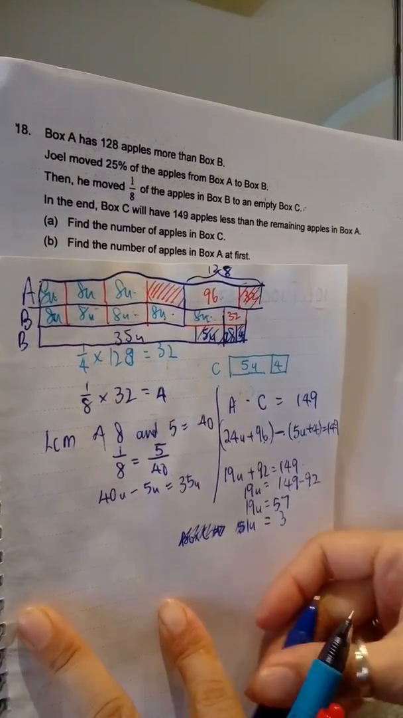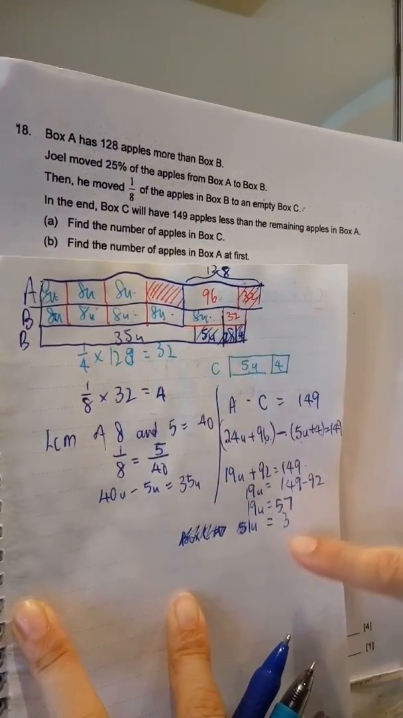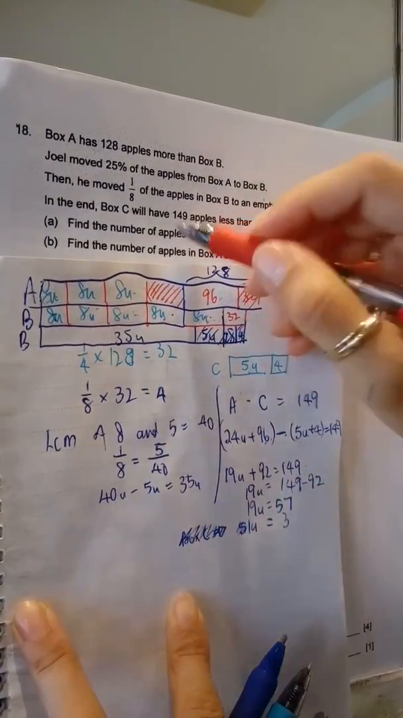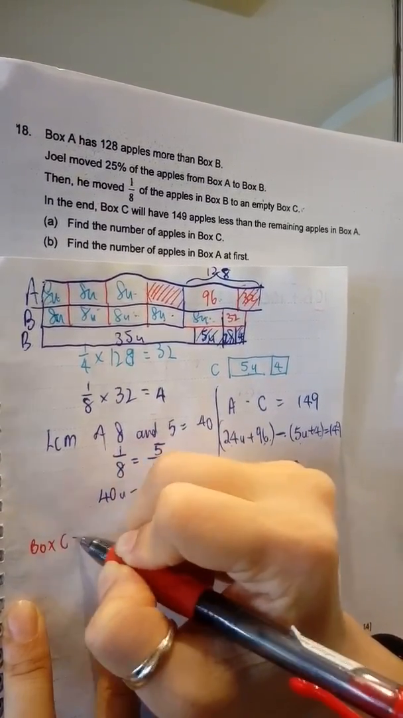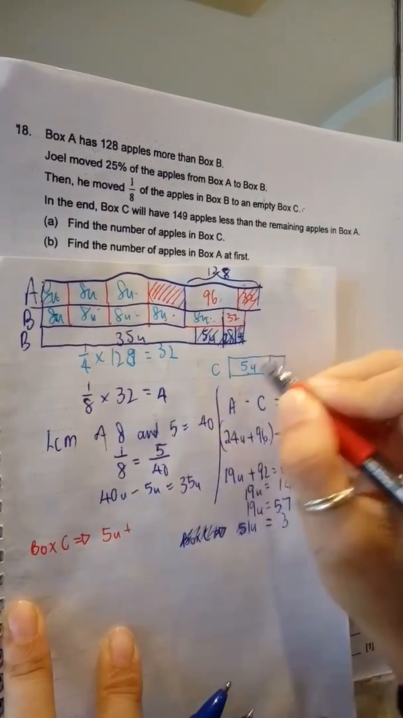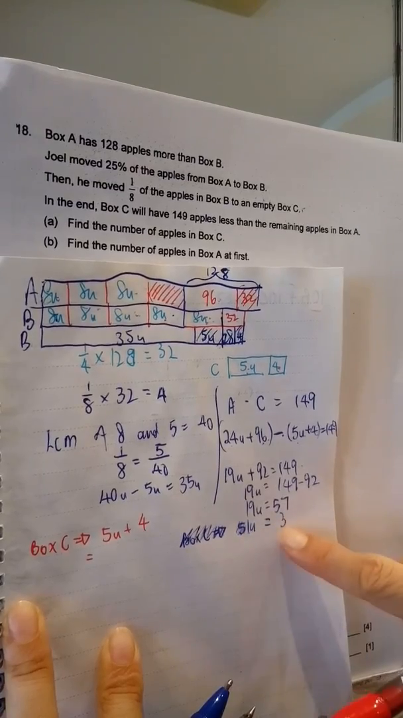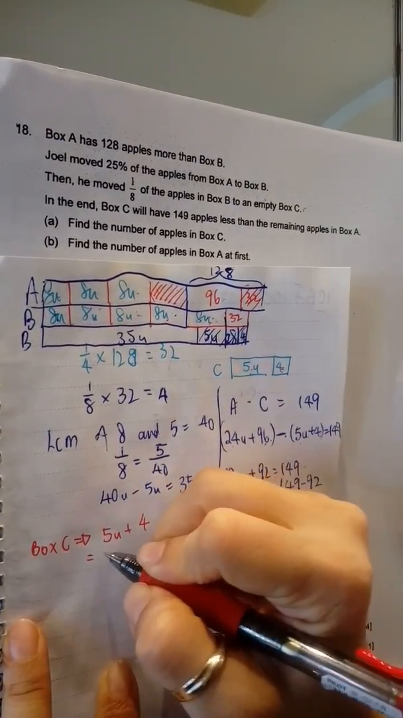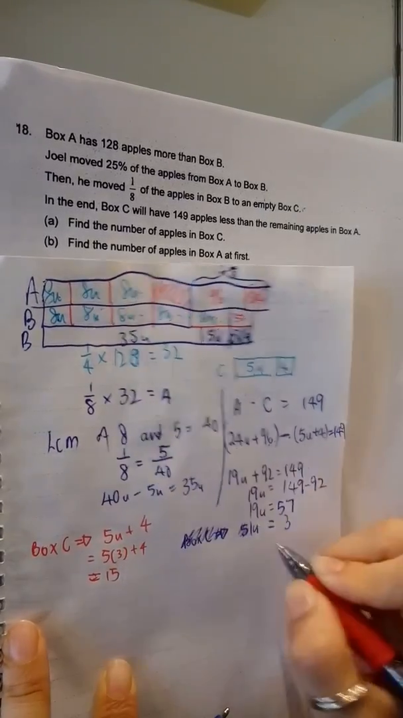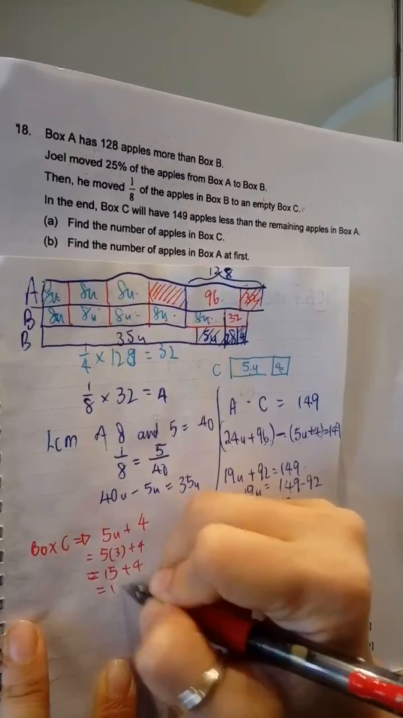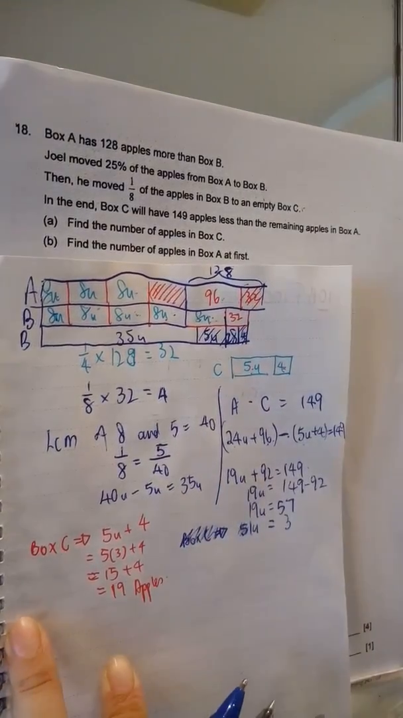Okay, let's move on. Can I use another color? I've got to proceed to find the answer. Now this is just prepping me to get the value for 1 unit. Box C. Can I start here? Box C is 5 units plus 4. And what is 5 unit? 1 unit is 3. So 5 units, I get 15. 5 times 3, right? Plus 4, I get 19. So box C has 19 apples. This is my first part.